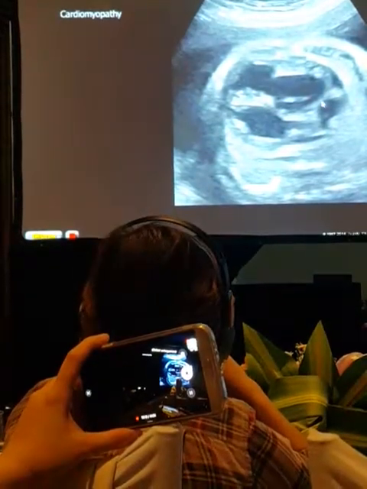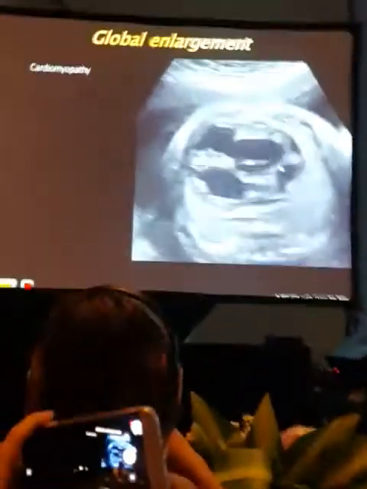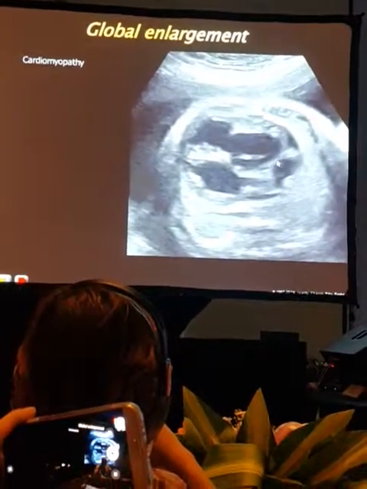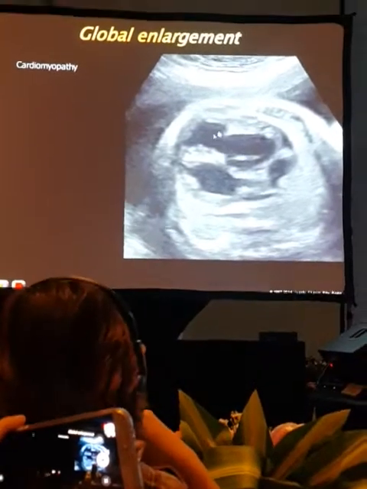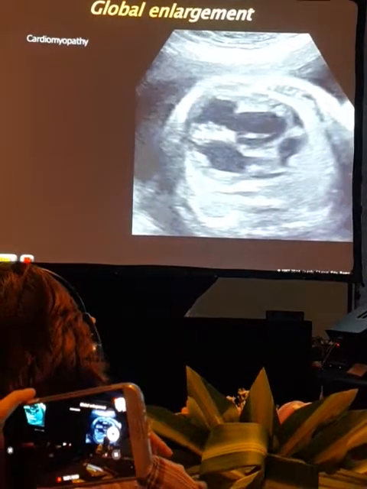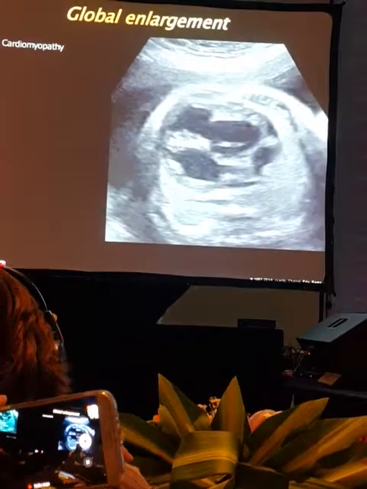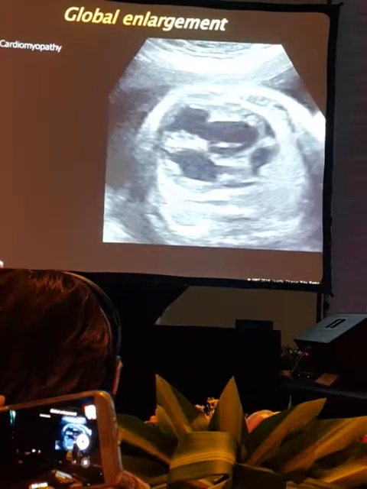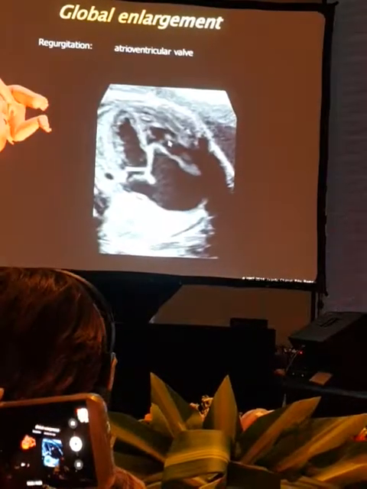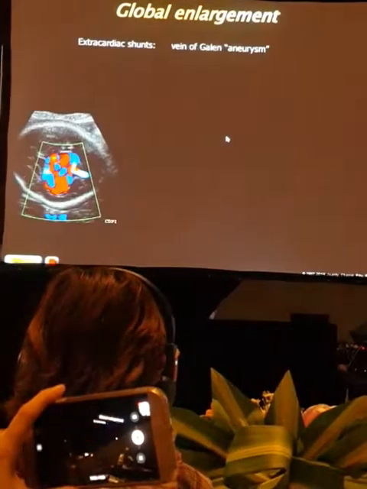So here we have a heart which is much greater than a third of the chest, and you see the walls are very thick. And if you look under real time, it will be a very sluggish and slow contraction. So this is cardiomyopathy.